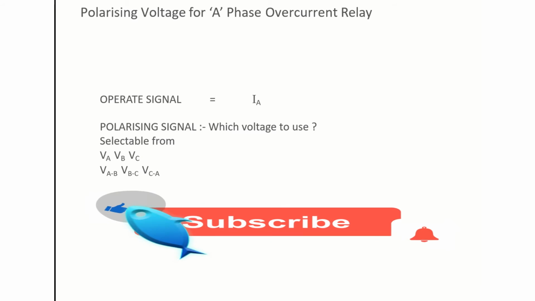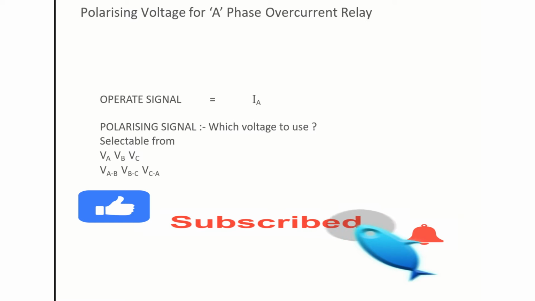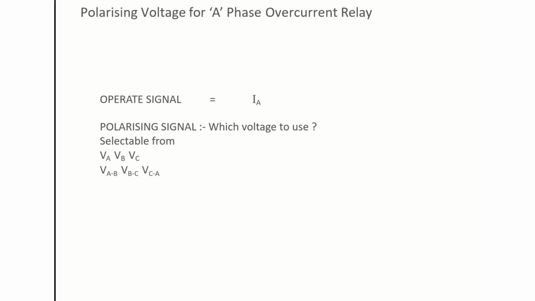So now, how do we determine this polarizing signal, how do we determine the current for which the relay should operate, and which voltage is to be selected as the polarizing voltage? This is the main question. The first thing, suppose we are discussing an A phase to ground fault, or A phase fault. In that A phase fault, we know that the operating signal will be current. And now we have to determine the direction of this current with respect to a common reference voltage so that we can say that the relay should operate in that particular direction.